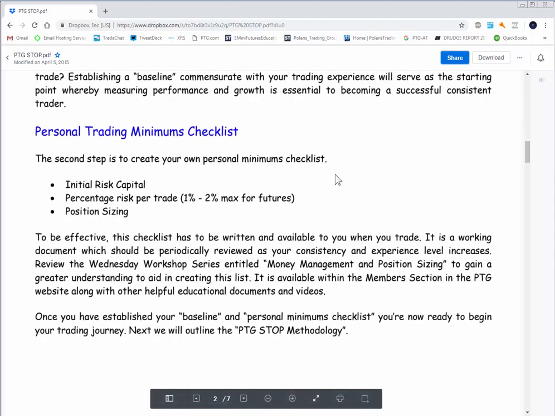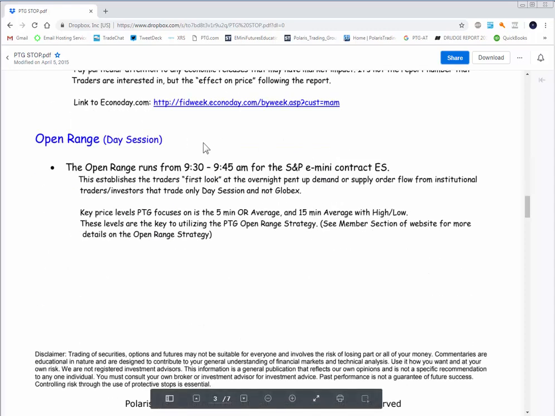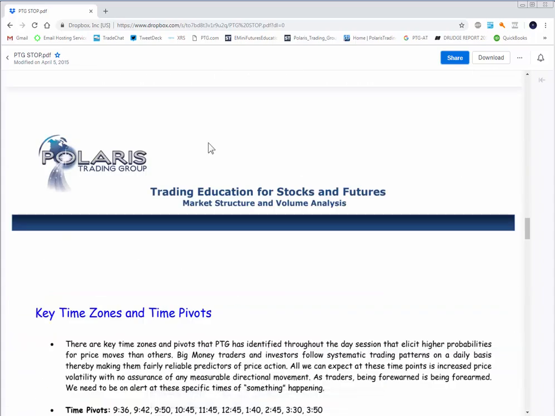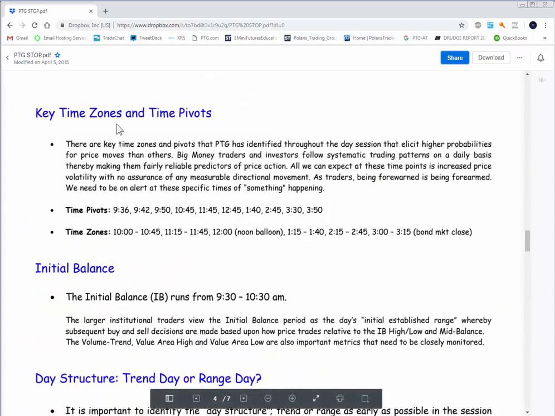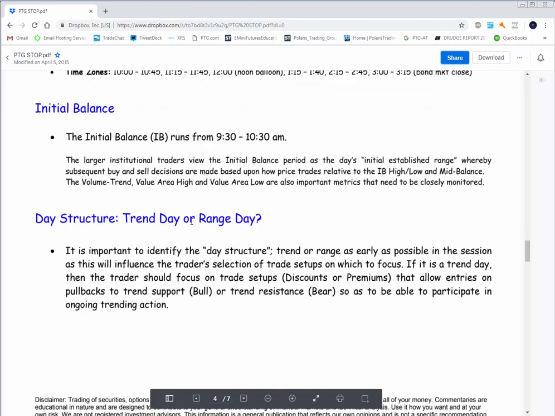A checklist for yourself. Then walking through the day, there's the pre-market briefing, which we do every day via the standard daily trade strategy and our briefing. Every day, of course, has an opening range, and we walk through that. There are some key time zone and time pivots, and the initial balance, which many of you are familiar with.